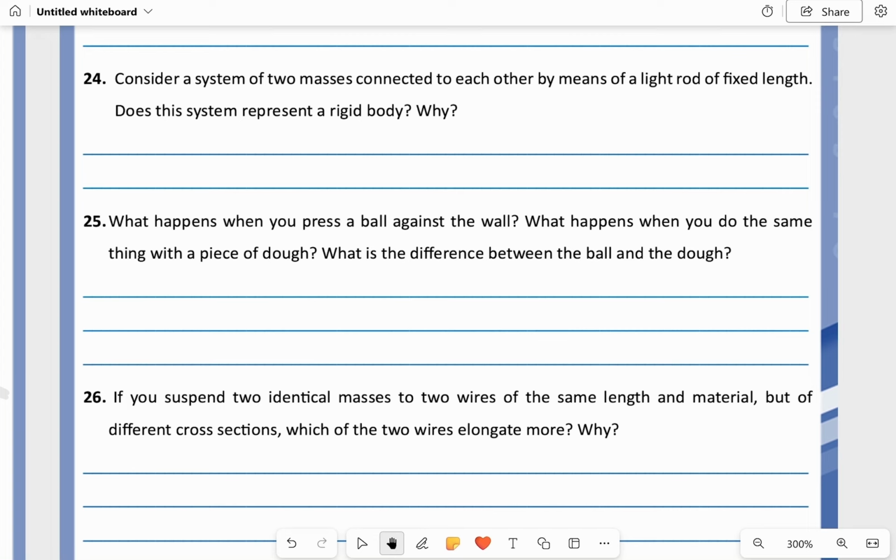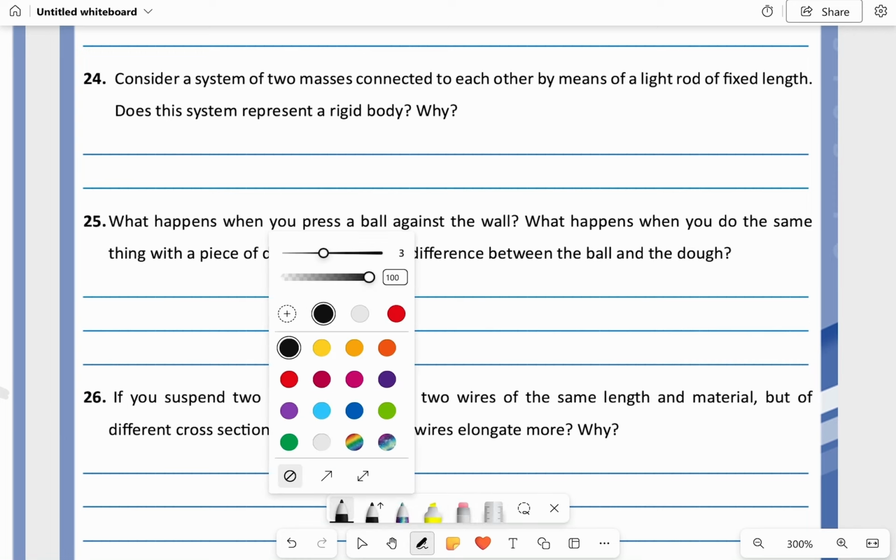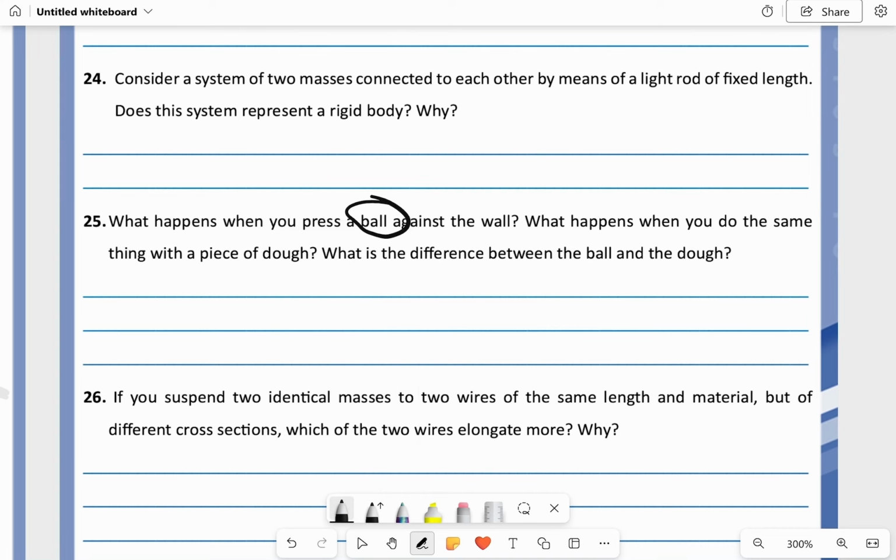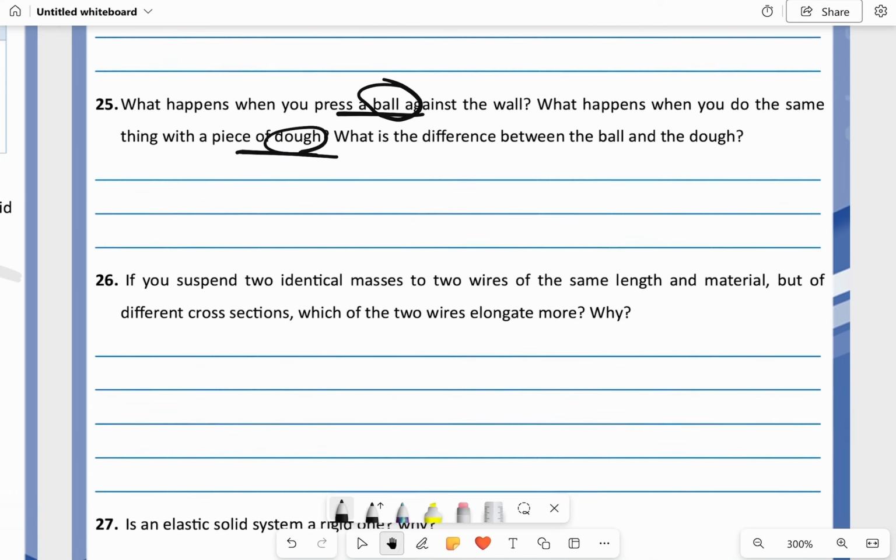What happens when you press a ball against the wall? What happens to the same with a piece of dough? What is the difference between the ball and the dough? The ball is an elastic object, okay? But the dough is not. If you apply force on a ball against the wall, it's going to go back to its original shape when you remove the force on it. But a dough, if you apply a force on it, it's not going to go back to its original shape. So a ball is an elastic object. A dough is an inelastic object.